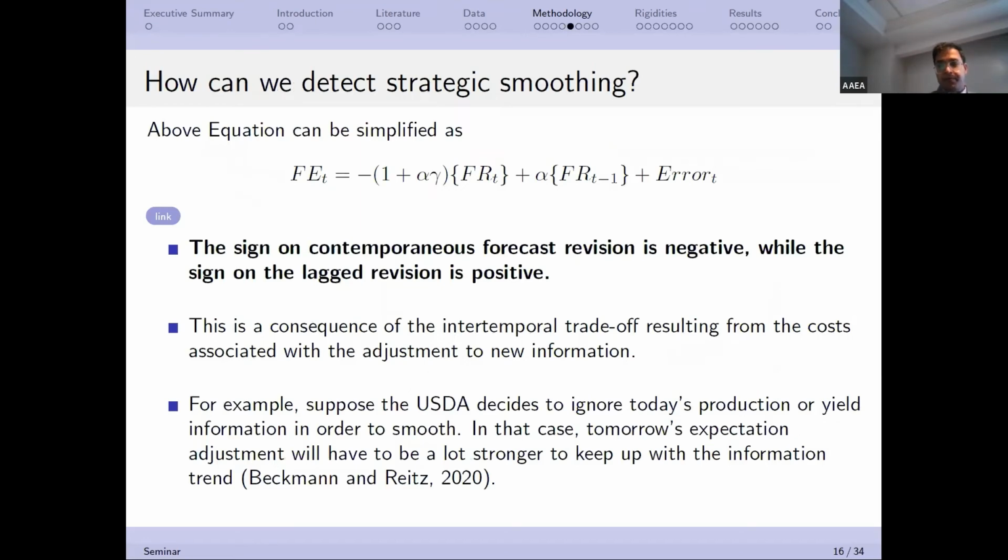So if we simplify this equation, we get a very simple expression where forecast error is a function of forecast revision and lagged forecast revision. Now, in this equation, if we just run a simple linear regression of forecast errors as a function of current year forecast revision and lagged forecast revisions, we can test for smoothing.